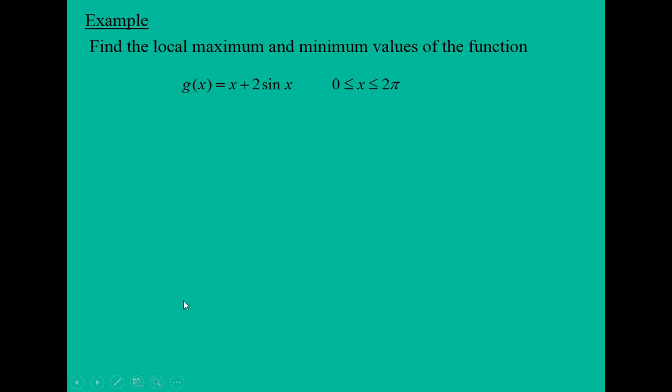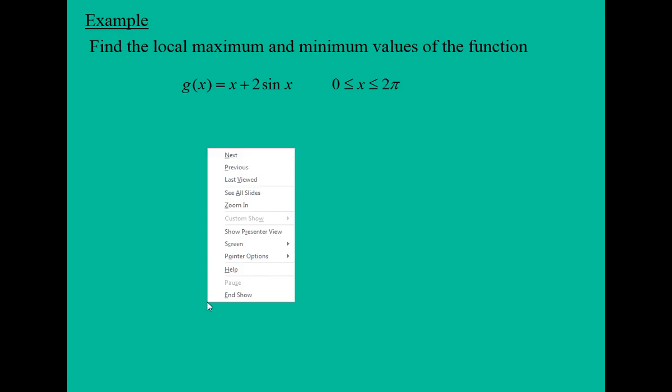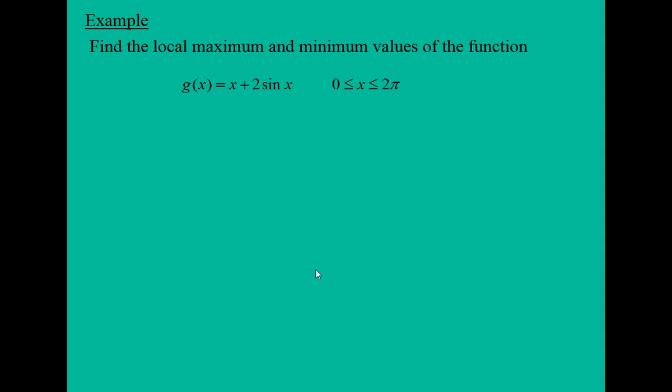Find the local maximum and minimum values of this function. So if we're just trying to find the local maximum and minimum values of the function on this interval, we know we can find local or relative max and mins by setting the derivative equal to 0. So let's find the derivative of our function.